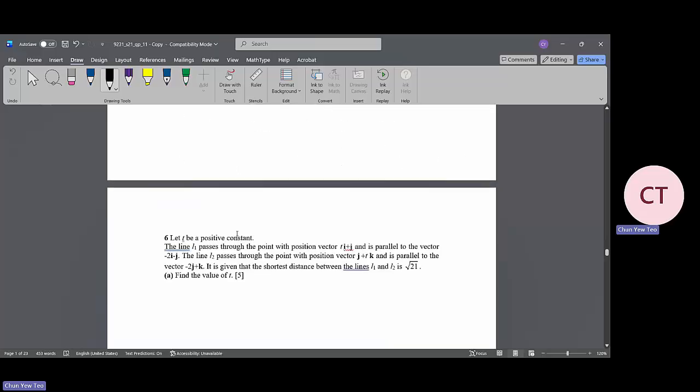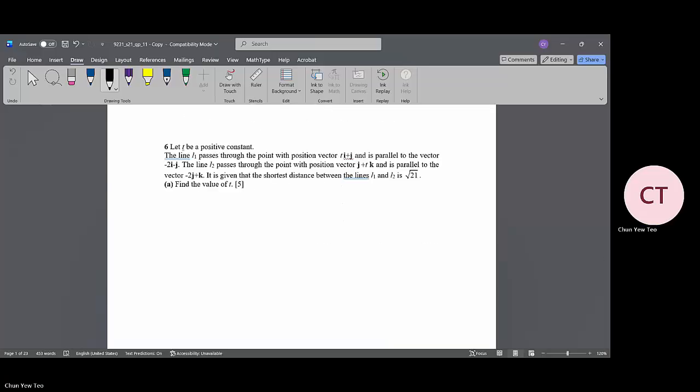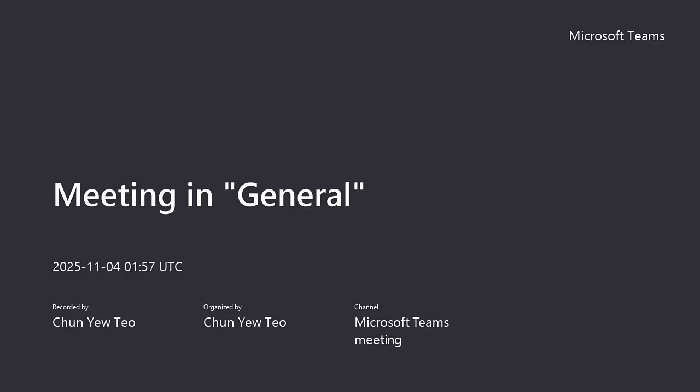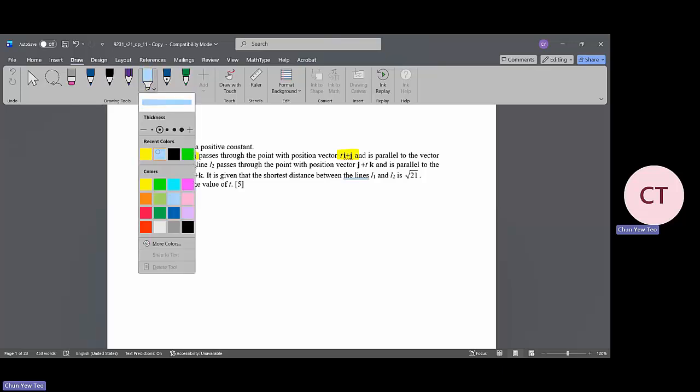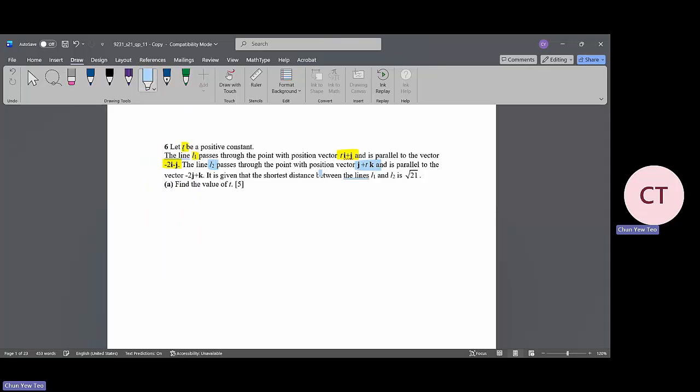And moving on, we have question number 6. We have t is a positive constant. The line L1 passes through the position vector as given and is parallel to this vector. And we have a line L2 that passes through this position vector and is parallel to this vector. It is given that the shortest distance between the lines L1 and L2 is square root 21. Find the value of t.